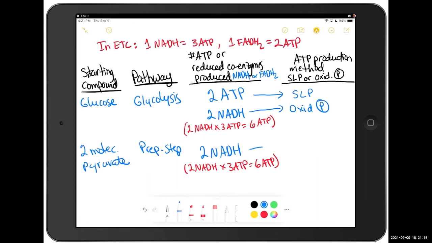Now, through what ATP production method was this NADH generated? Oxidative phosphorylation. Are we getting this? Are you guys getting it? A little bit, hopefully.